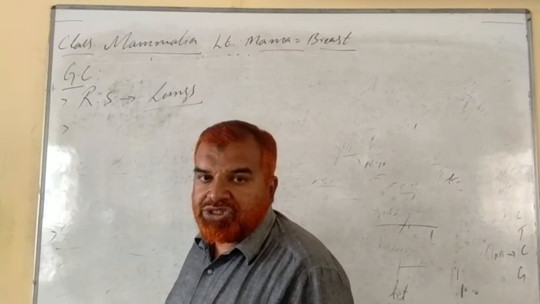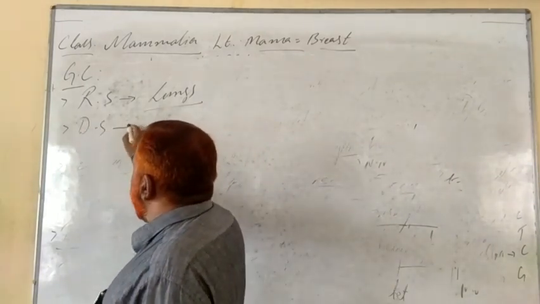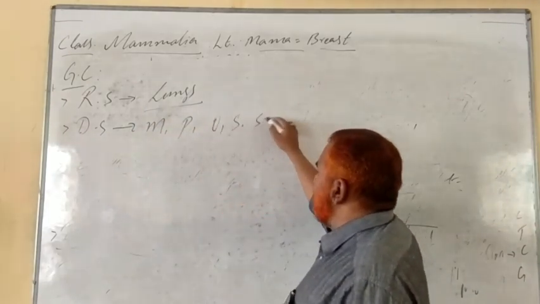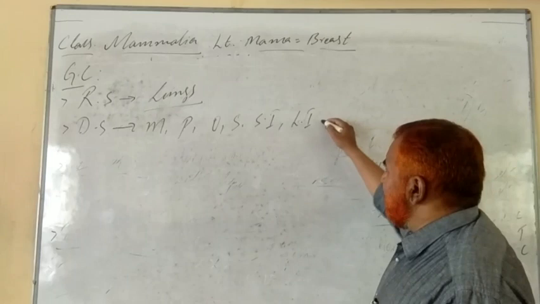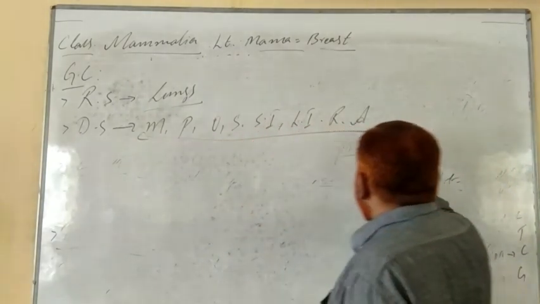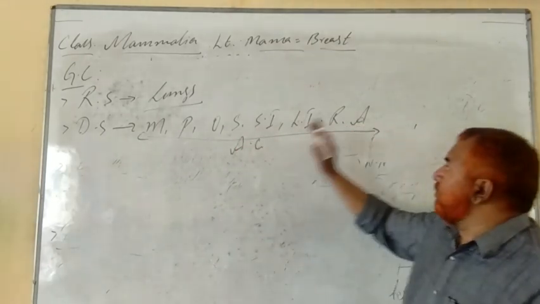Clear? Nose, nostrils, larynx, lungs. The digestive system is of complete type, from mouth, pharynx, esophagus, stomach, small intestine, large intestine, rectum and anus. This complete tract is known as the alimentary canal. What is known as the alimentary canal? Right from mouth to anus.